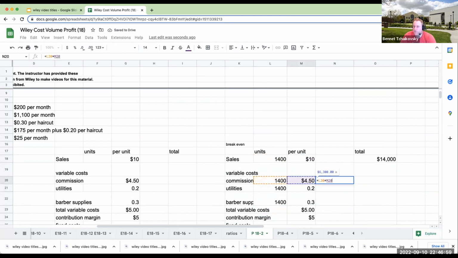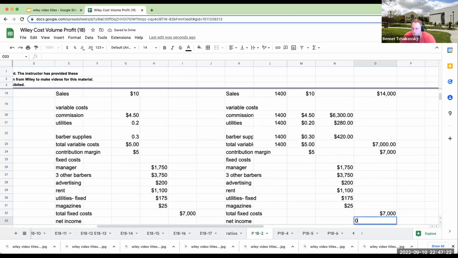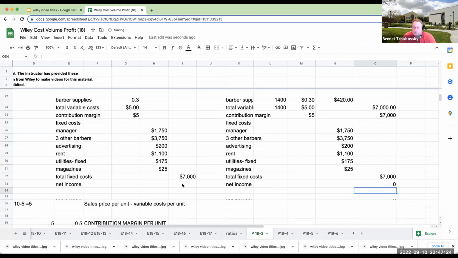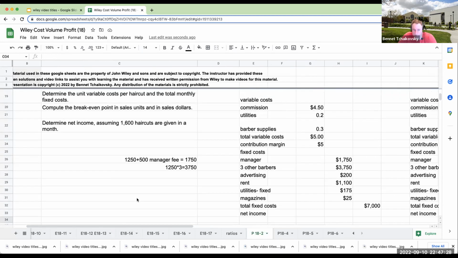My commission, 1,400 times 450, 1,400 times 0.2, 1,400 times 0.3. Okay, so right over here, my total variable costs, again, for the 1,400 units, we add up these three amounts, we're going to get 7,000. So my contribution margin would be 1,400 times 5, or over here, it's going to be 7,000. So my net income over here is 0. So again, this is where we kind of see that this actually goes through and works.